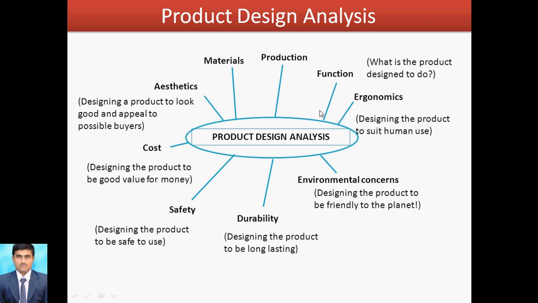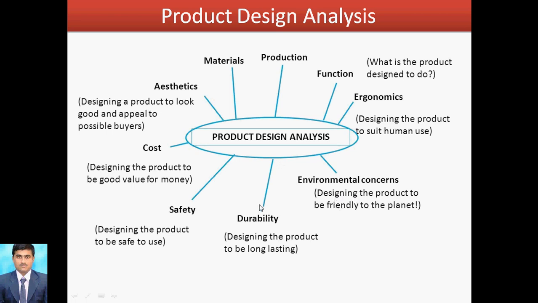The next factor is function, which is what the product is designed to do. Then ergonomics. Ergonomics means the product is compatible with humans, that it suits human use. The next factor is environmental concerns. Nowadays the concept of design for environment is there, so the product should be eco-friendly with the planet.